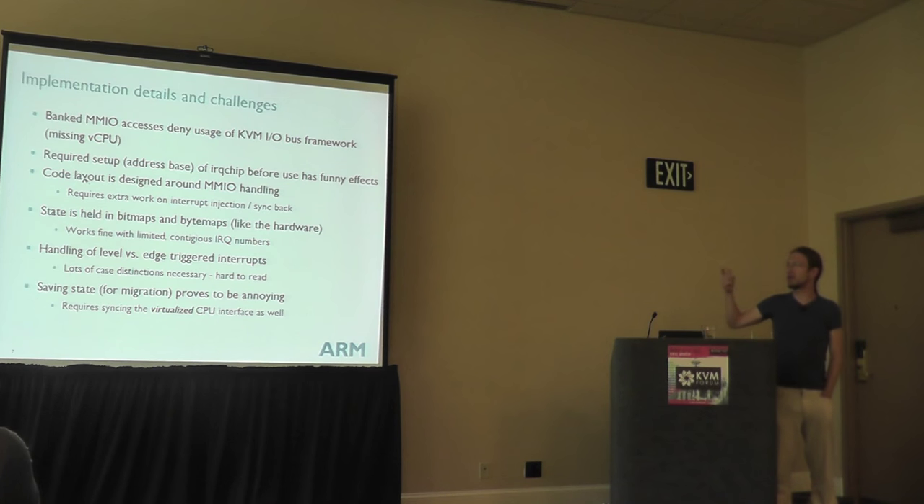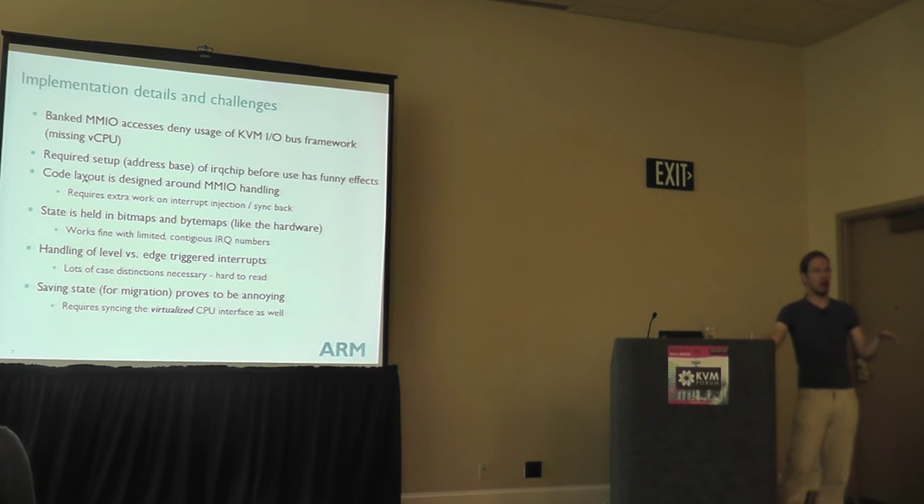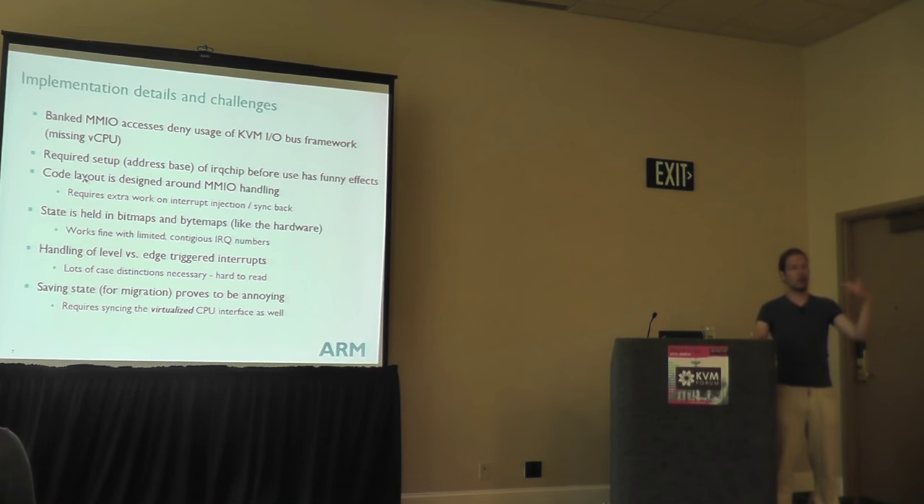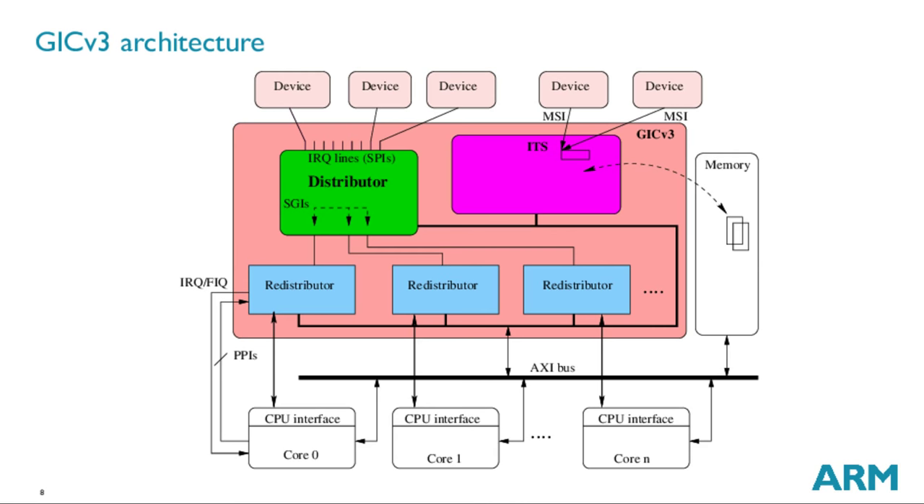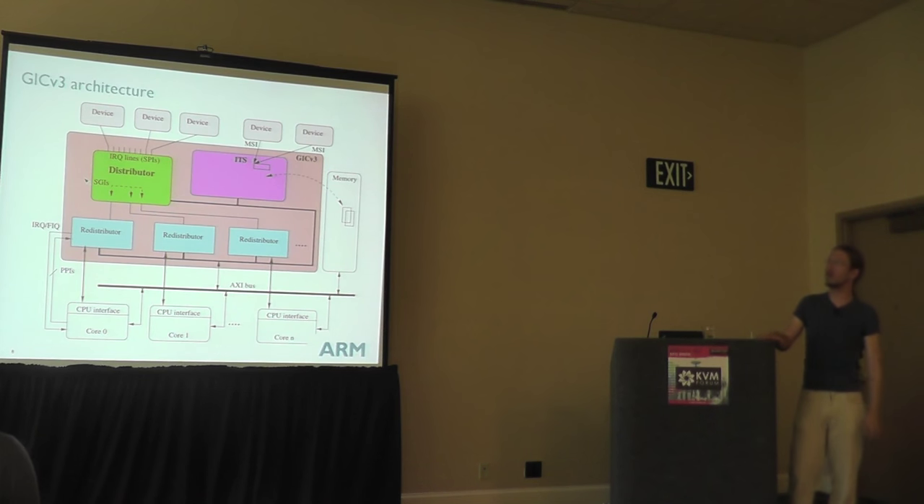And also saving the state for migration proves to be annoying, because the state of the GIC from a hardware side includes the distributor and the CPU interface, but we don't. So for the distributor, it's fine, because we have all the emulation state in software, but the CPU interface is virtualized. We use the virtualized part of the hardware, so if userland wants to know the state of the GIC, we have to create the state of the CPU interface and make it up, basically. That's the annoying part. Okay, if that is not all too complicated, then let's go on to GICv3.